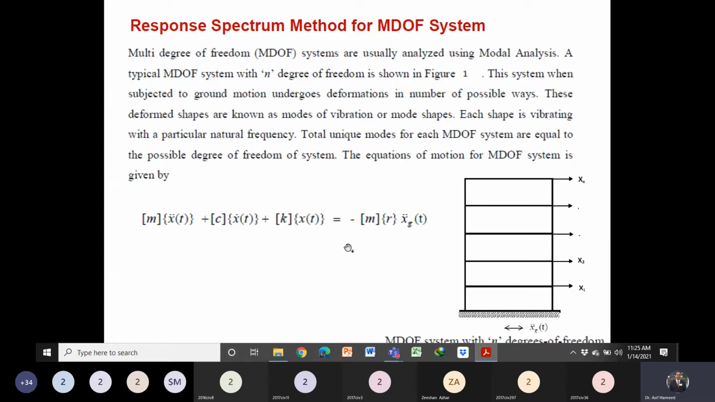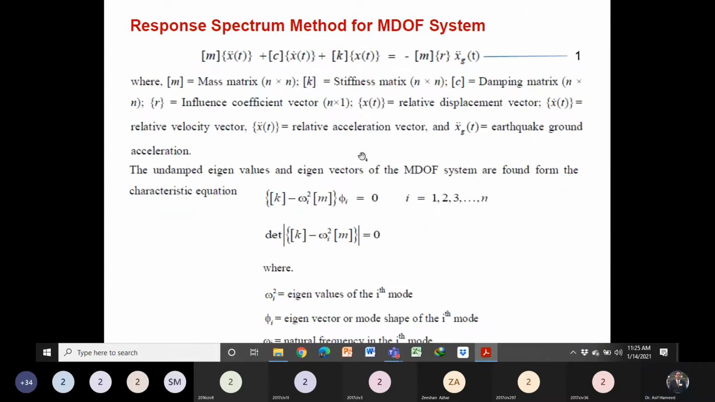What is the influence coefficient vector? We will discuss later. So this is the equation of motion for the multi-degree freedom system subjected to the earthquake excitation. On the right hand side, we have the force here, and these are the resisting forces. Equation of motion for the multi-degree freedom system. M is the mass matrix, size is n by n. K is the stiffness matrix, size is n by n. This is a diagonal matrix. This is also a square symmetric matrix, and then the damping matrix, size is again n by n.